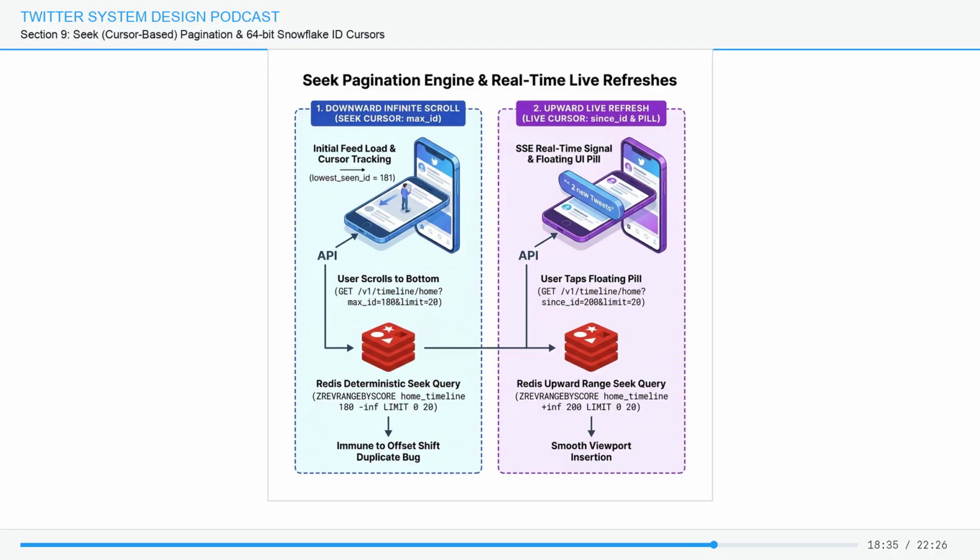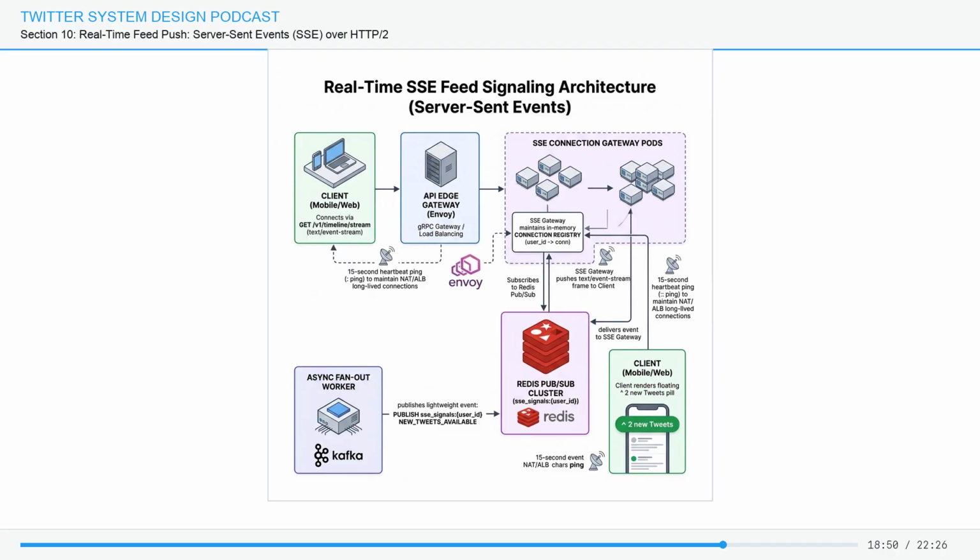It turns a heavy, unpredictable database scan into an instantaneous lookup. It's a perfect example of using data structure design to solve a user interface problem. Absolutely. Now, speaking of those new tweets arriving at the top of the feed, we all know that little floating pill that pops up at the top of the screen saying, arrow up, 2 new tweets.